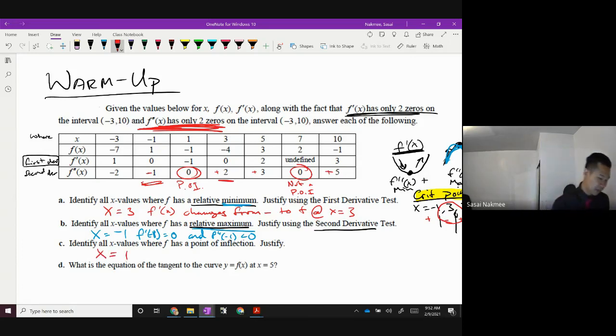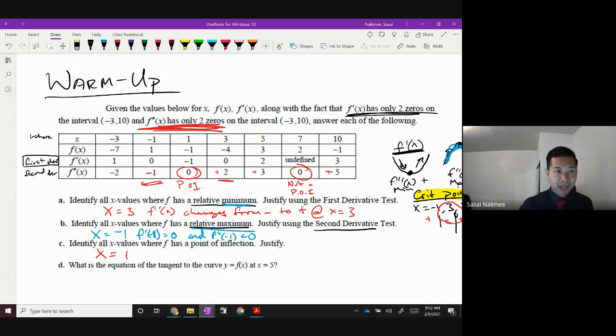By the way, I'm hoping you guys are starting to see the where, right? These are my x values at the top of this chart. So you guys got to get used to reading these tables, okay? So that's where it's occurring. Everything below it is what the values are for the function, the first derivative, and the second derivative, okay? All right. That's that one right there.